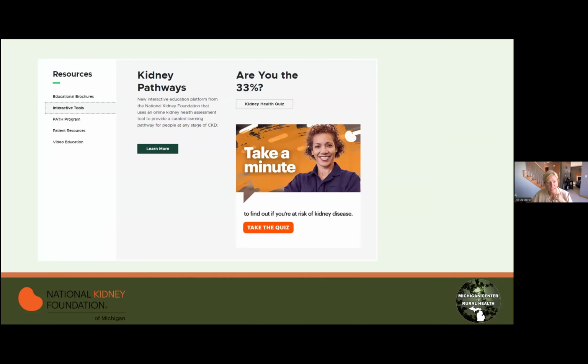So additionally in the toolkit, again, some interactive tools. This particular tool is "Are You the 33%?" It allows them to take a quiz and send this to the patients so the patients can take their quiz. It talks about the kidney pathways. There are some absolutely phenomenal resources that the National Kidney Foundation of Michigan makes available to all of our patients across the state. But more importantly, with the folks that we've worked with, it's about getting this kind of tool in the hands of our patients.